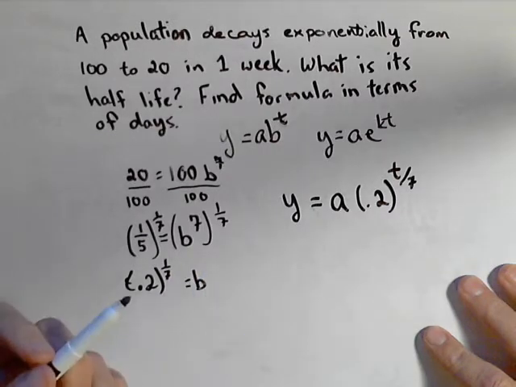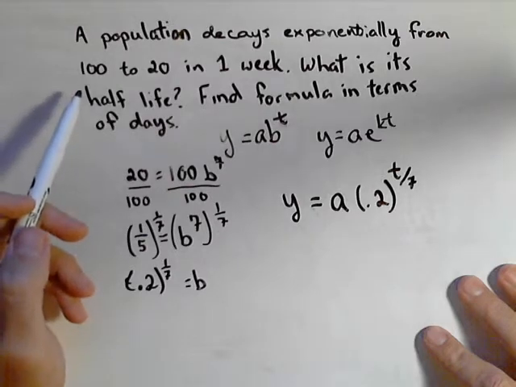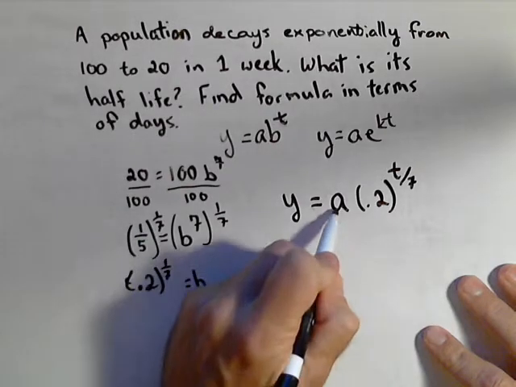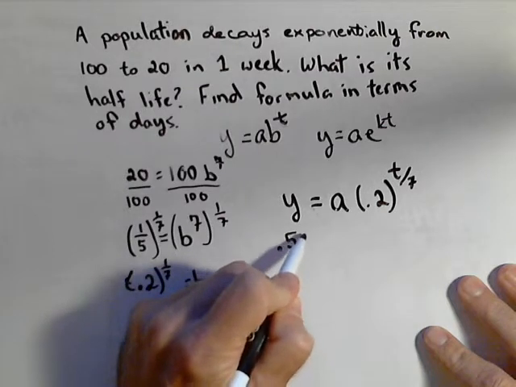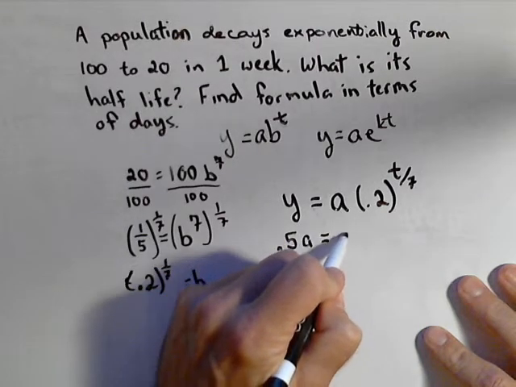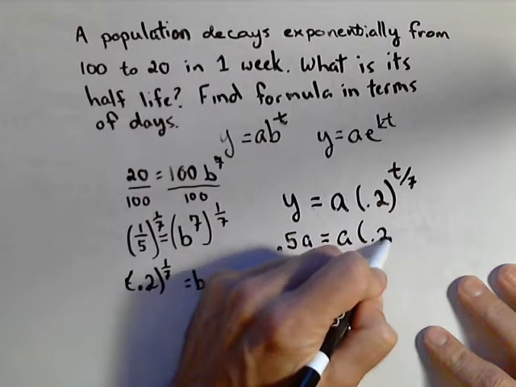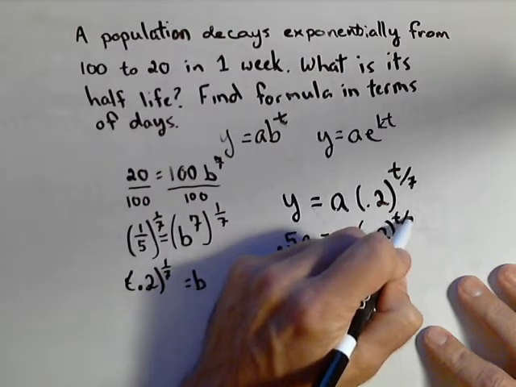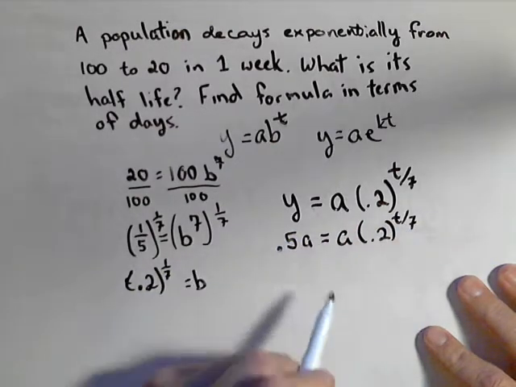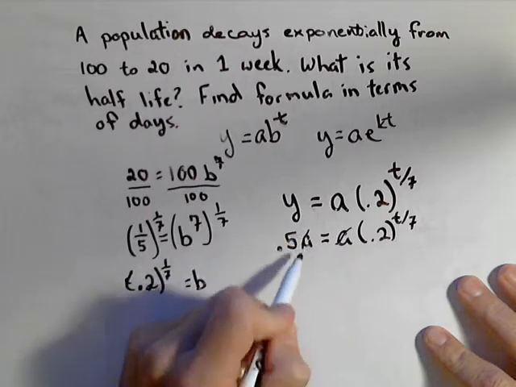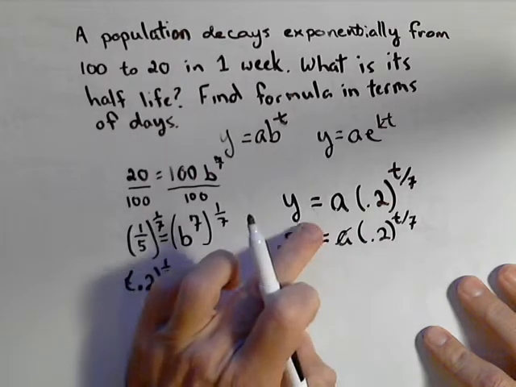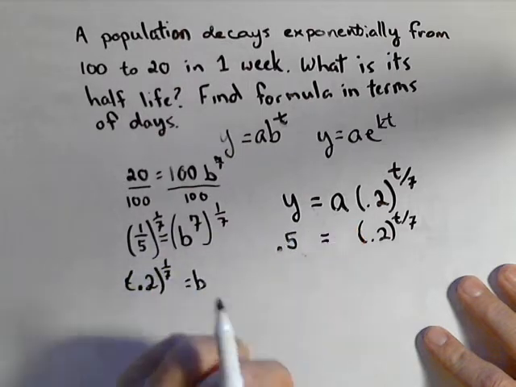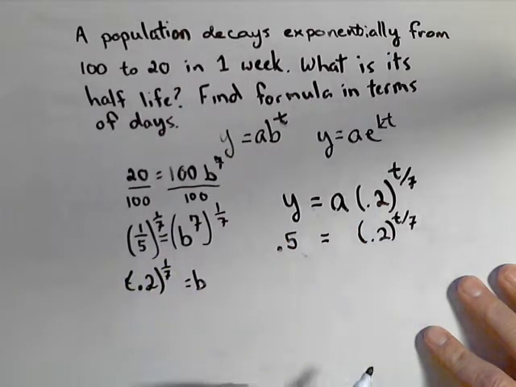Now, we need to find the half-life. We don't need to know the initial, or we could start with 100 again. We're going to get the same thing. But we want to know when the initial A gets down to half of that. So we want to know when 0.5A equals A times 0.2 to the T over 7. And we can cancel the A's out because we divide both sides by A. And so we get 0.5 equals 0.2 to the T over 7.